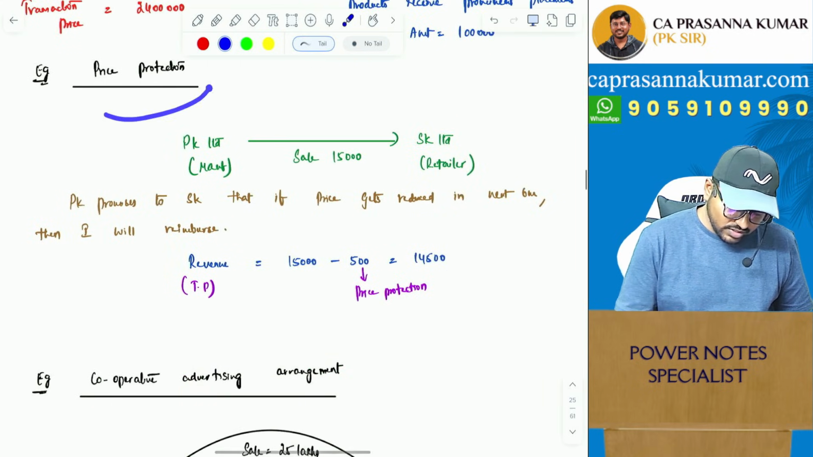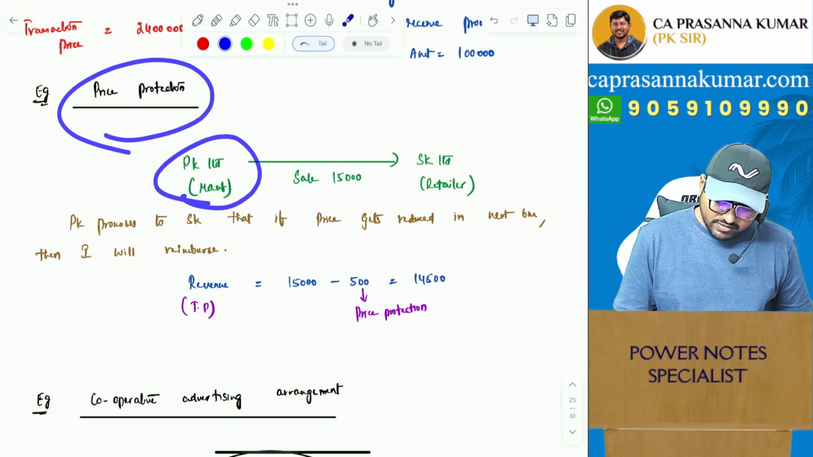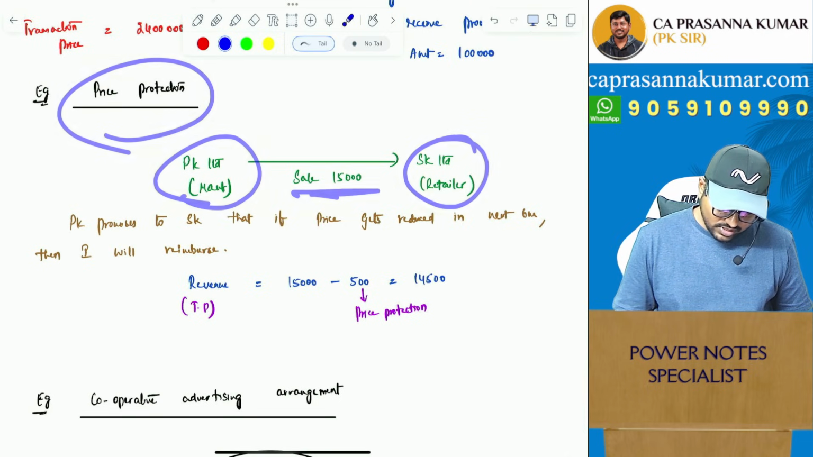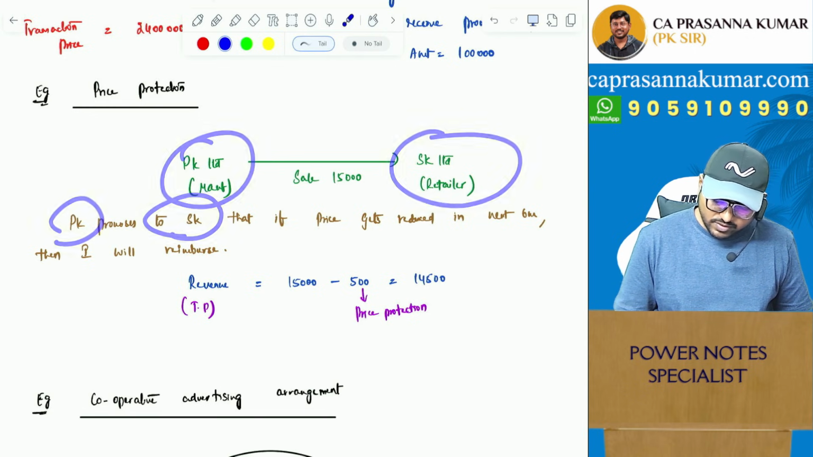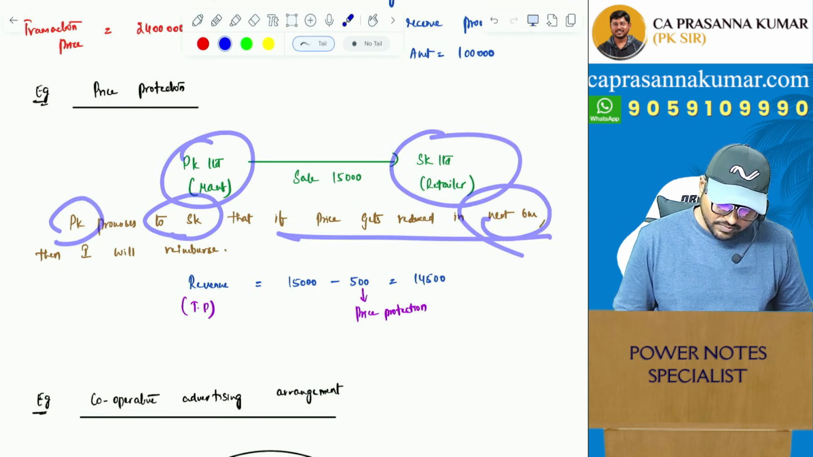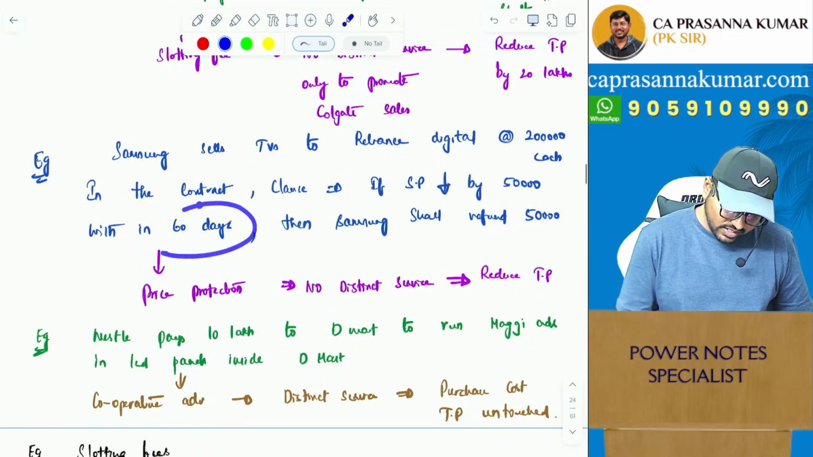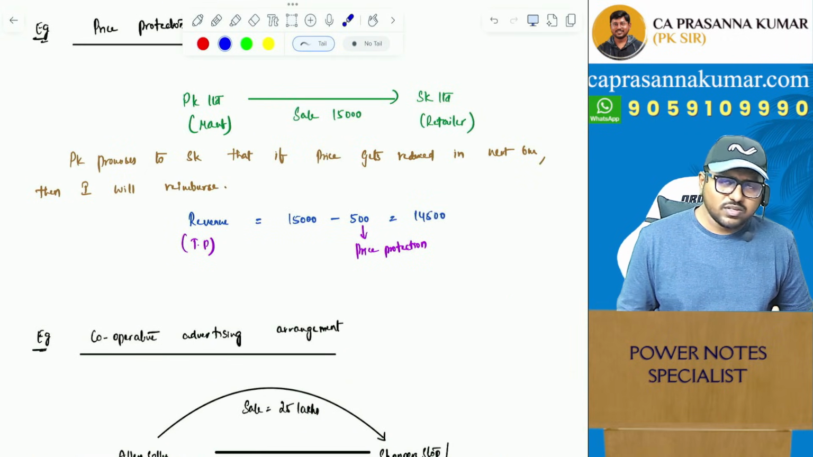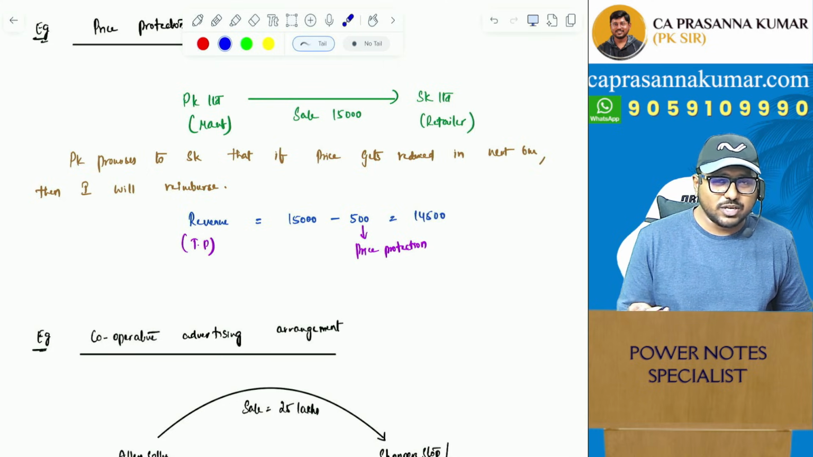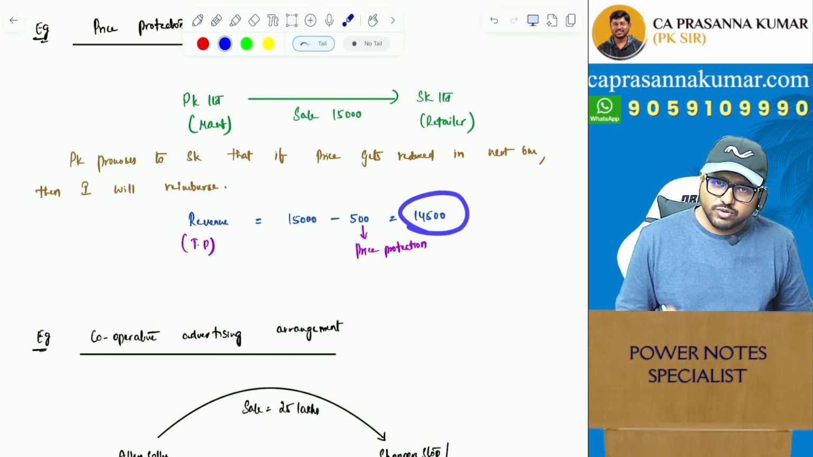Easy. Next, price protection. PK Limited is the manufacturer. SK Limited is the retailer. Sale is 15,000. And there will be a clause in the contract where PK promises SK, that is the entity promises the customer, that if the price gets reduced in the next 6 months, in our example we have seen 60 days, now here it is 6 months, then I will reimburse. Here also there is no distinct service. So whatever price protection you promise to reimburse, if that happens, you reduce it from the transaction price. That's all. You'll get 14,500.